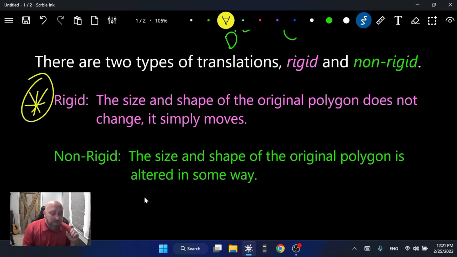Non-rigid actually takes the size and shape of the original polygon and alters it. It changes it in some way. It pushes it together, it stretches it up, it does something different to it. So non-rigid is actually changing the shape. We'll get to those in later classes, but not in this class. So we'll be talking about rigid, the types that don't change it, they just move it.